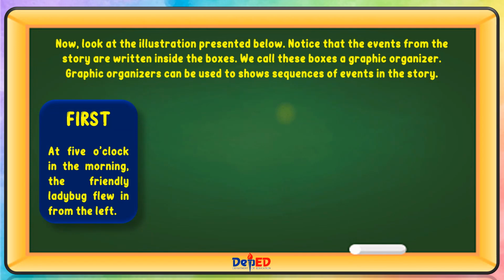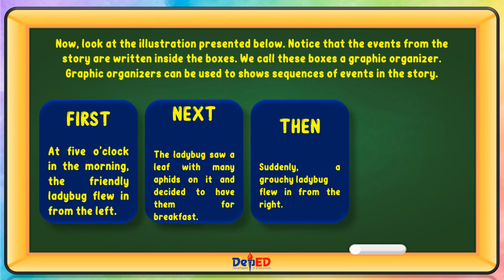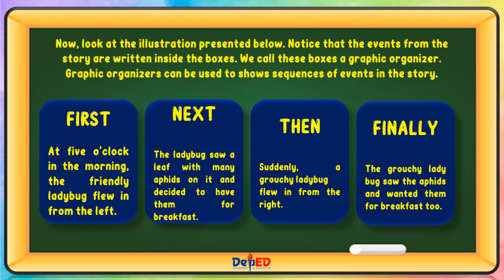First, at 5 o'clock in the morning, the friendly ladybug flew in from the left. Next, the ladybug saw a leaf with many aphids on it and decided to have them for breakfast. Then, suddenly, a grouchy ladybug flew in from the right. Finally, the grouchy ladybug saw the aphids and wanted them for breakfast too.